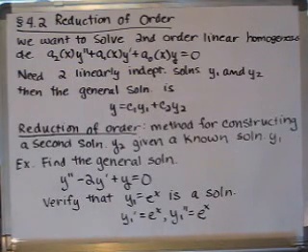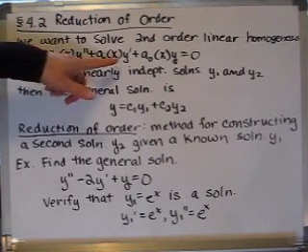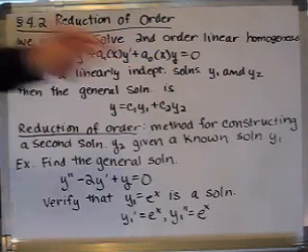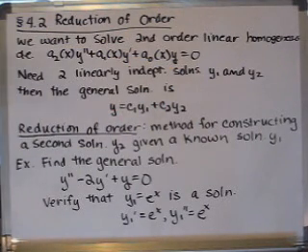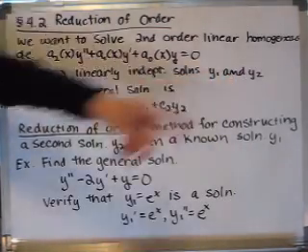This lesson is about reduction of order. Let's suppose that we want to solve a second order linear homogeneous differential equation that looks like this: a2(x) y double prime plus a1(x) y prime plus a0(x) y equals 0. In order to get the general solution to this differential equation, we need two linearly independent solutions, y1 and y2.